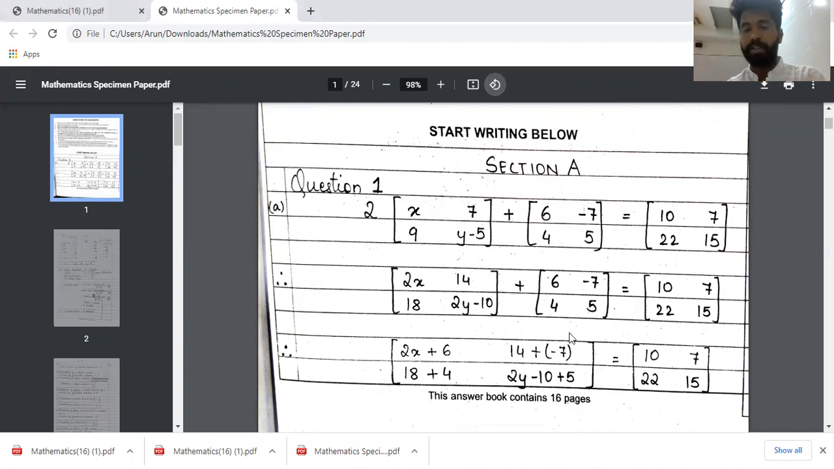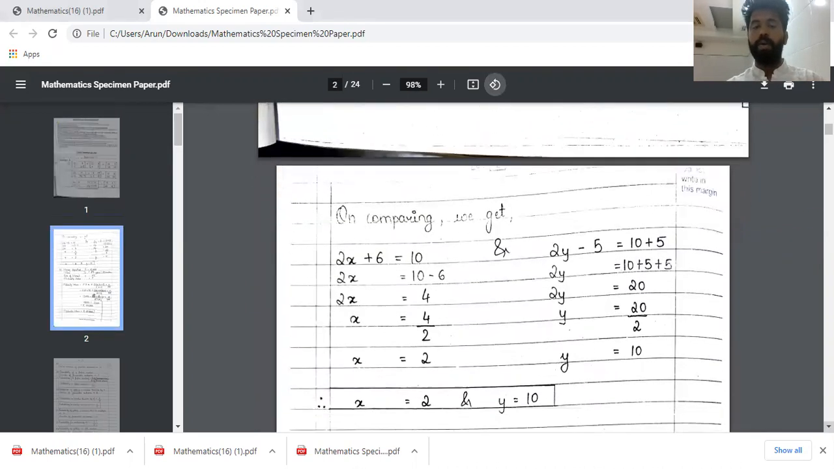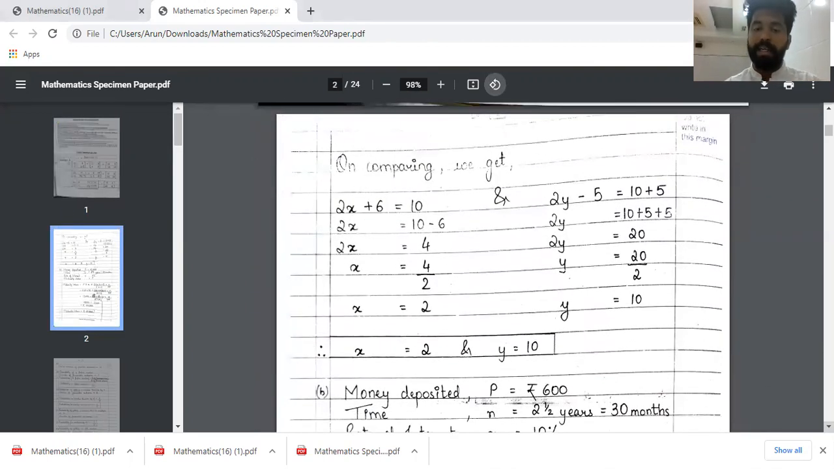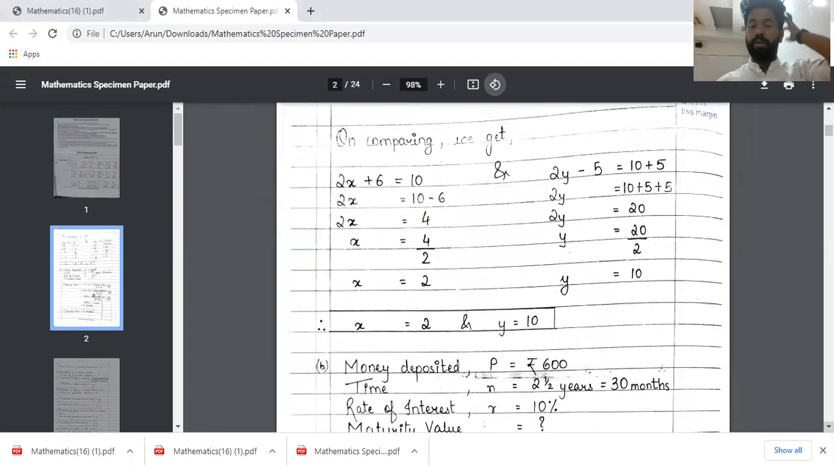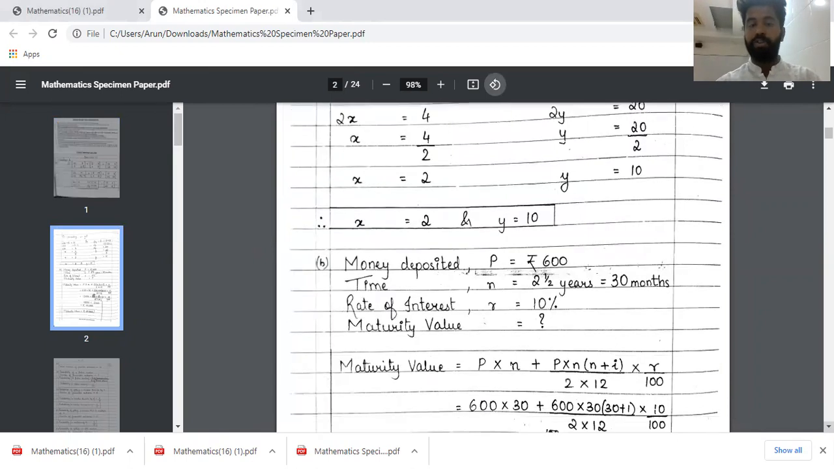Then multiplication अच्छे से किया है. Then they've added and they've shown the matrix addition as well. Then 1 to 1, they've equated. Then once they've calculated the final answer, they've written that in box form. So आपको final answer box form में लिखना है. इसका भी you need to pay attention.